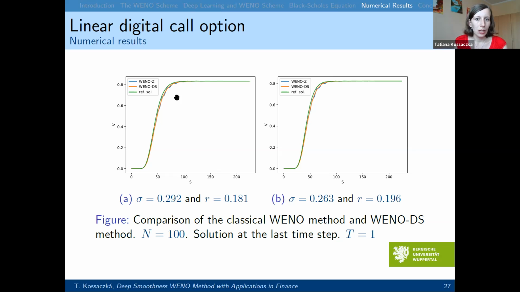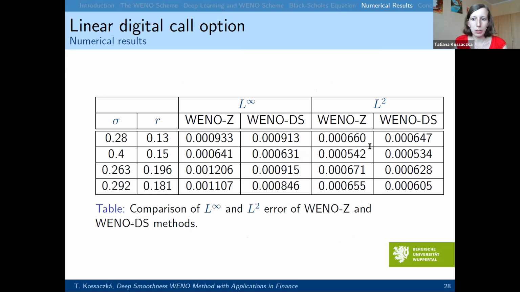And here in this table, you can see that we do not exchange these oscillations with error, and our method also produces smaller error. Here are just some randomly generated parameters, and we see that in all cases, the error at the terminal time t=1 is smaller than the error of the original method.